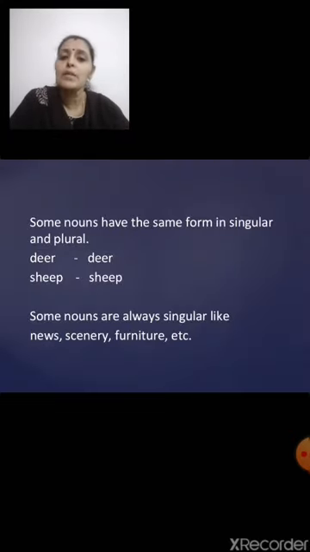Some nouns have the same form in singular and plural. They don't change in plural form. For example, deer remains deer. Sheep remains sheep. Some nouns are always singular, like news, scenery, furniture, right? There is no plural form for that. They are always singular. News, scenery, furniture, etc.